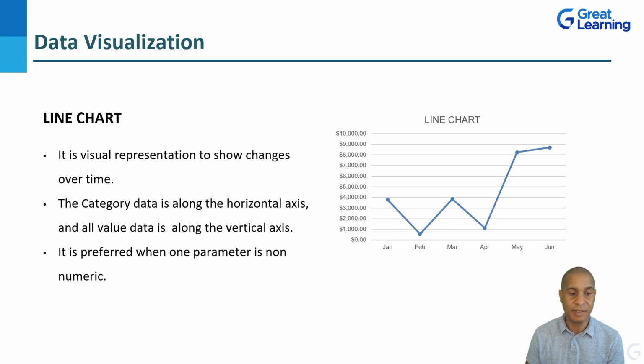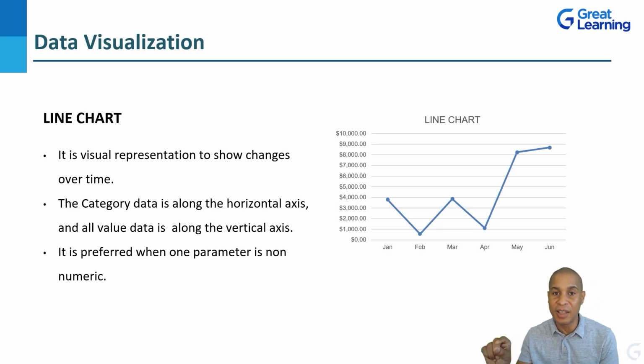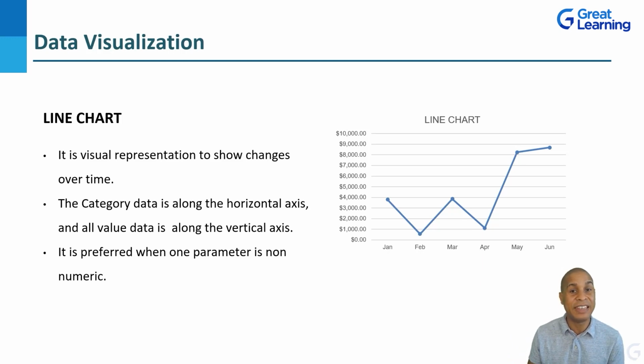Line charts. It's a visual representation that shows change over time. So the category data is along the horizontal lines sometimes, for example, the months or the years or even the date. And all values are along the vertical axis. The vertical axis will be our amounts or value. So this visualization is usually preferred when one parameter is non-numeric, like a date or a month.